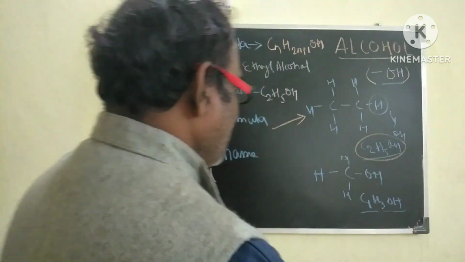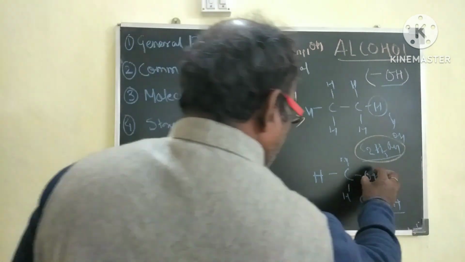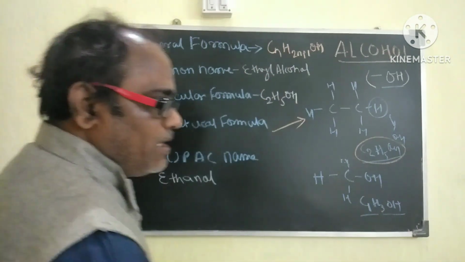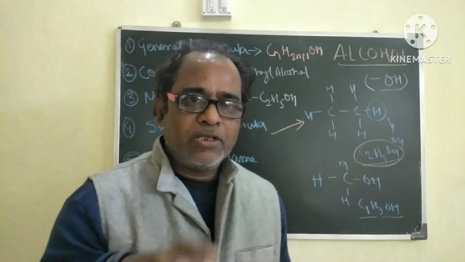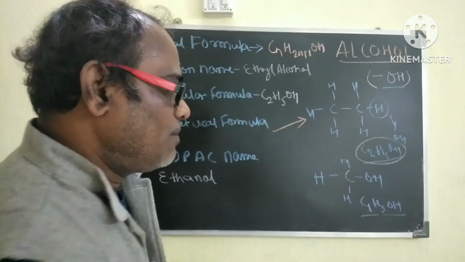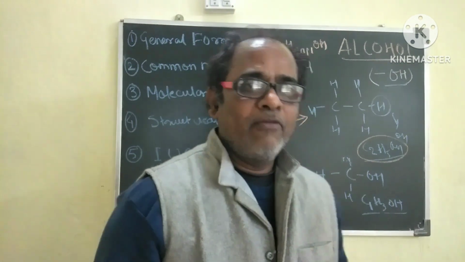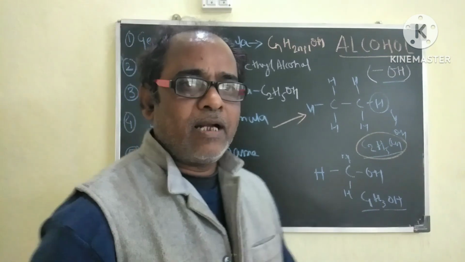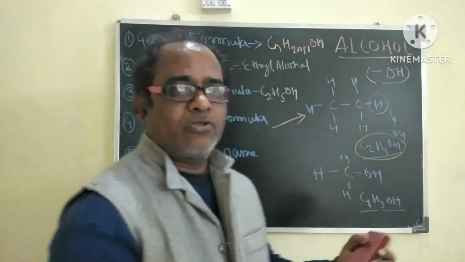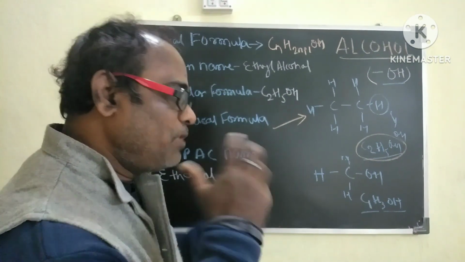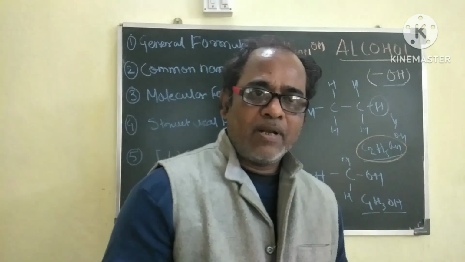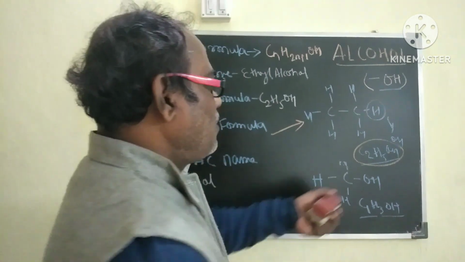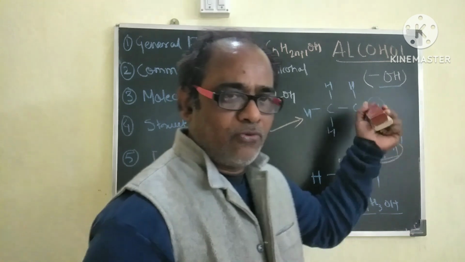Also we can say that the alcohol may be monohydric, if one OH is attached with one carbon atom. It may be dihydric, if two OH are attached with two different carbon atoms. It may be trihydric also, if three OH are attached with three carbon atoms. I am going to write out the structures of those things.